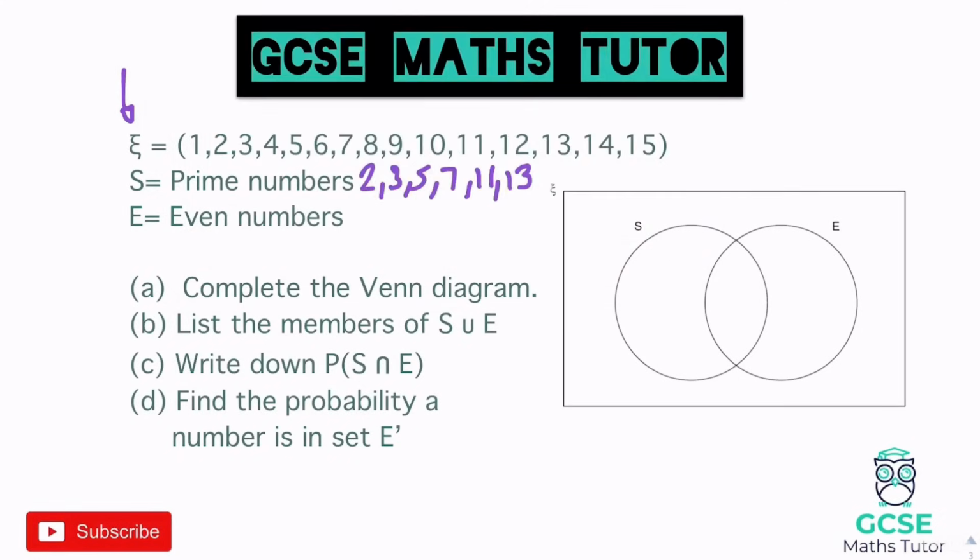Now what I'm going to have a look at is which numbers are in both. The only even number in that prime list is the 2. So that's going to go in the middle, because that says it's in both. So I'm going to cross the 2 off from my main list.